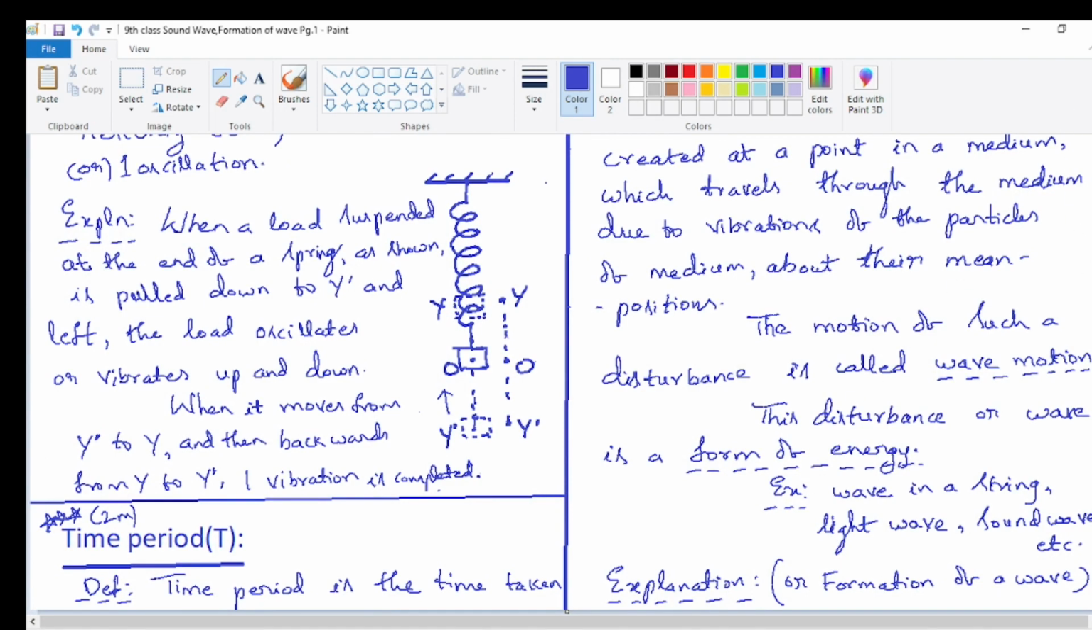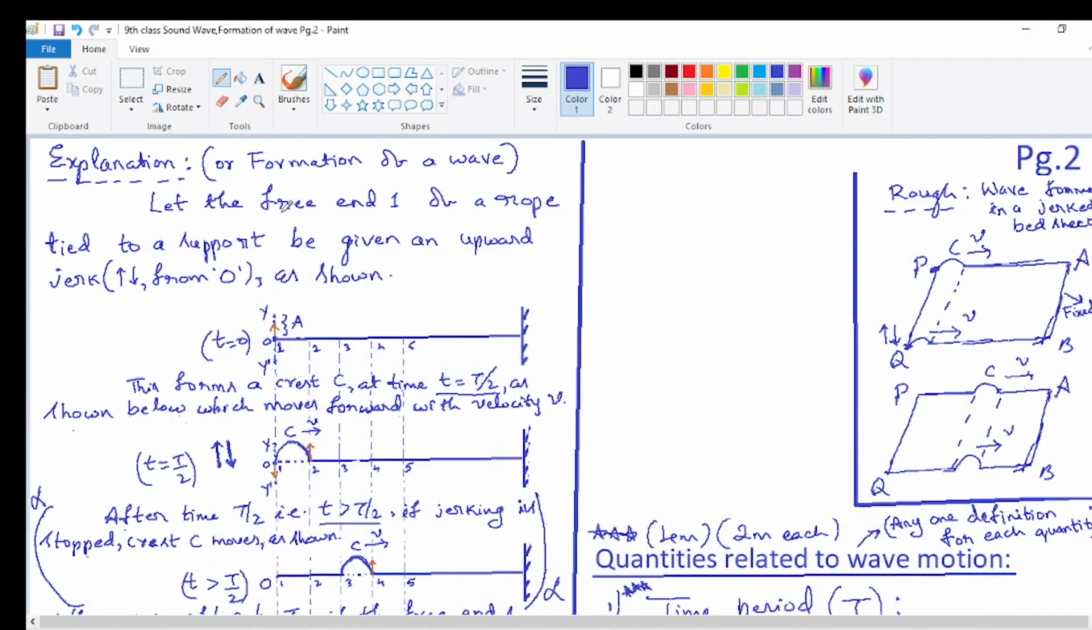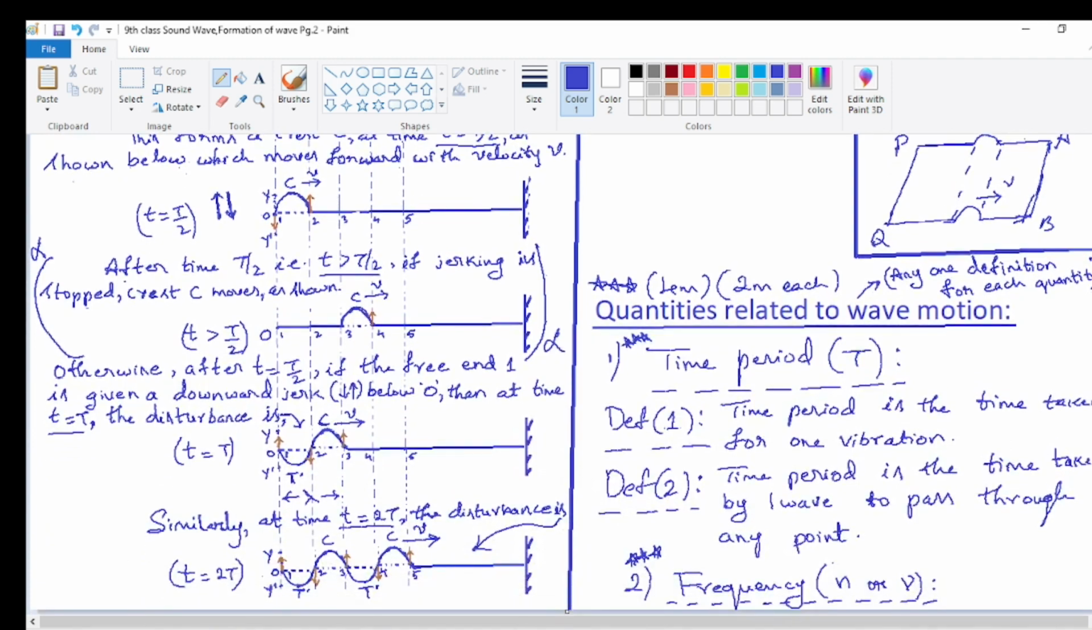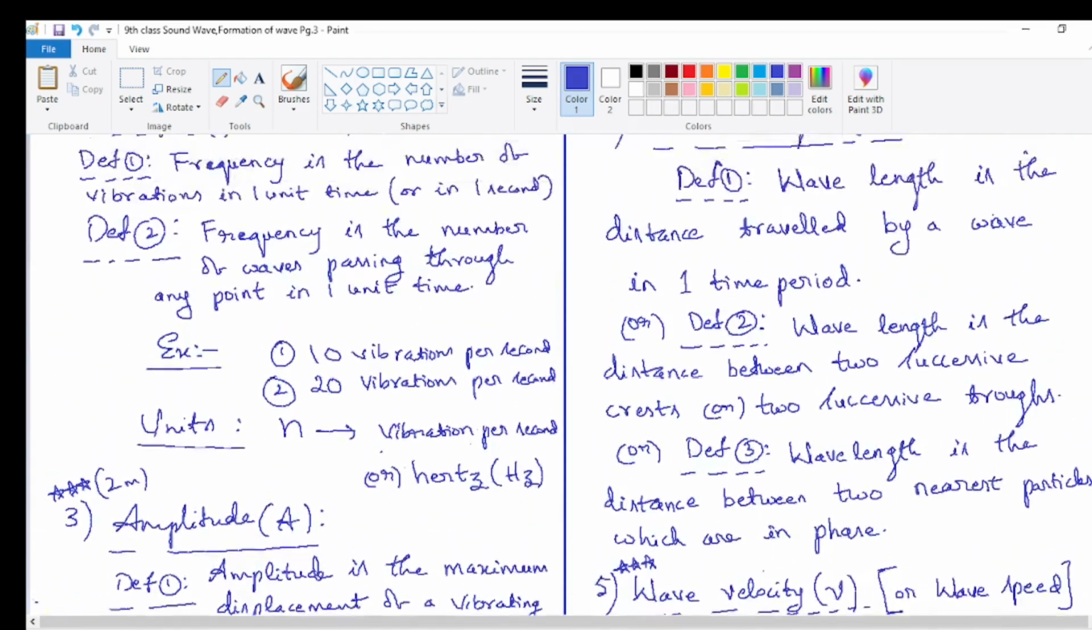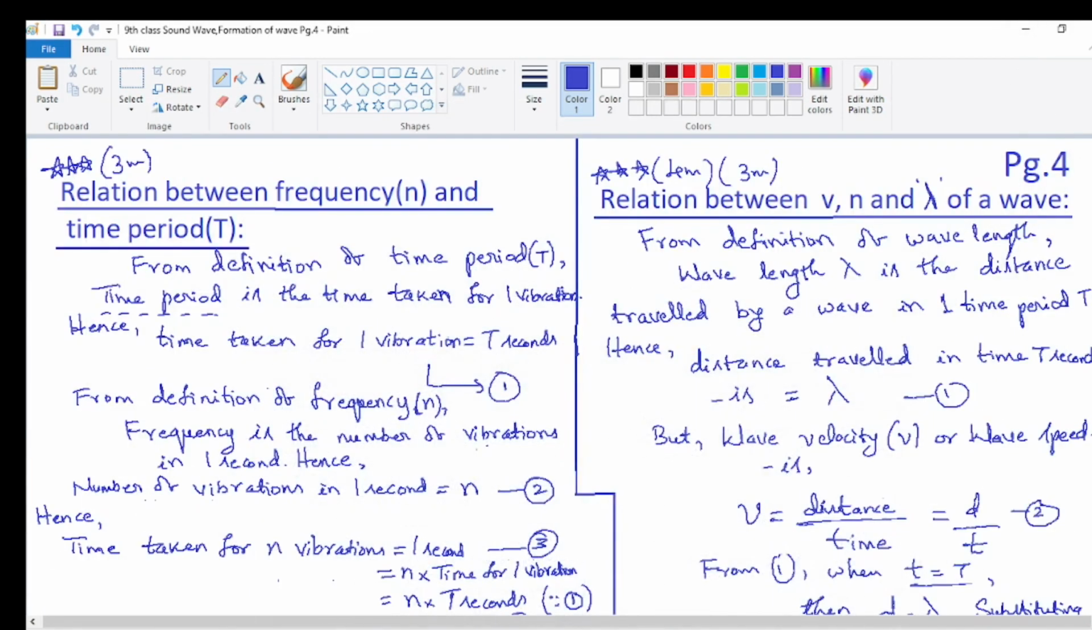Next just see page 2. This is the explanation for the wave or wave motion. Definition is in the previous page. So this is a complete explanation; only once you have to read it, same as I have explained in the class. Next on the right side you see quantities related to wave motion. This is page 2. Next page 3, continuation of the quantities related to wave motion. So 5 quantities it's coming to. Next page 4. On page 4, 2 derivations are there. They are simple, but because they carry 3 marks to 4 marks, the entire derivation should be learned.